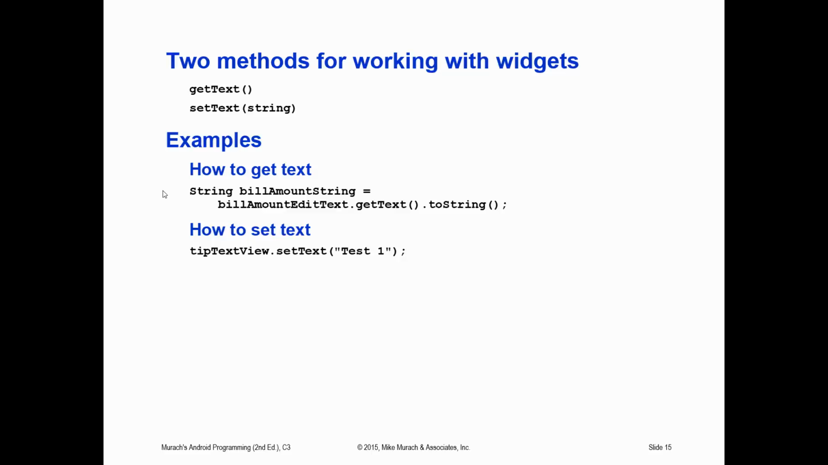So for many widgets, you can use the getText and setText methods to get and set the text displayed on the widget. If necessary, you can also use the Integer, Double, and Float classes to convert strings to the right numeric type. And you can use the NumberFormat class to convert numeric values to string values, so if you have to do formatting where you use a dollar sign or a percent sign or whatever.